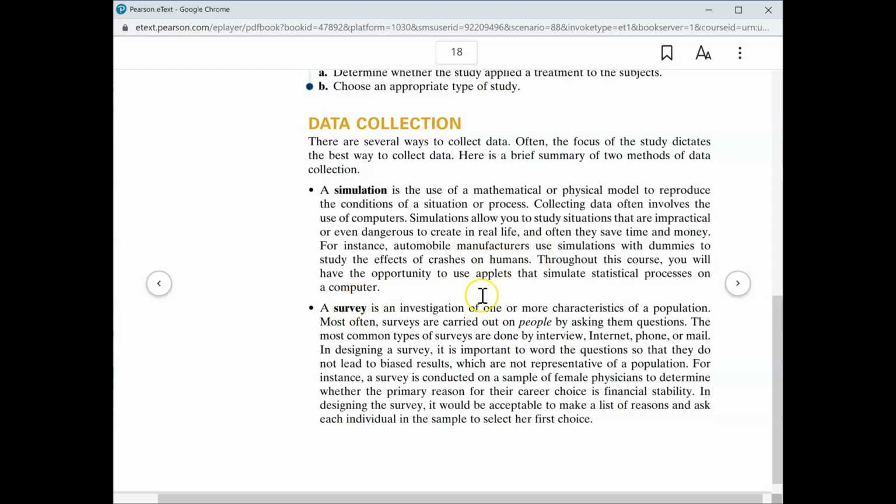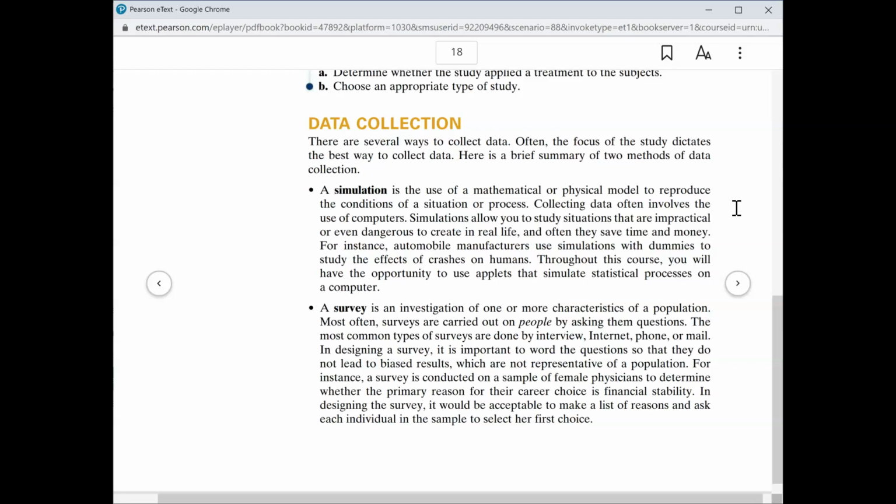The other way is a survey. A survey is an investigation of one or more characteristics of a population. Most often surveys are carried out on people by asking them questions. The most common types of surveys are done by interview, internet, phone, or mail. In designing a survey, it is important to word the questions so that they do not lead to biased results, which are not representative of a population.